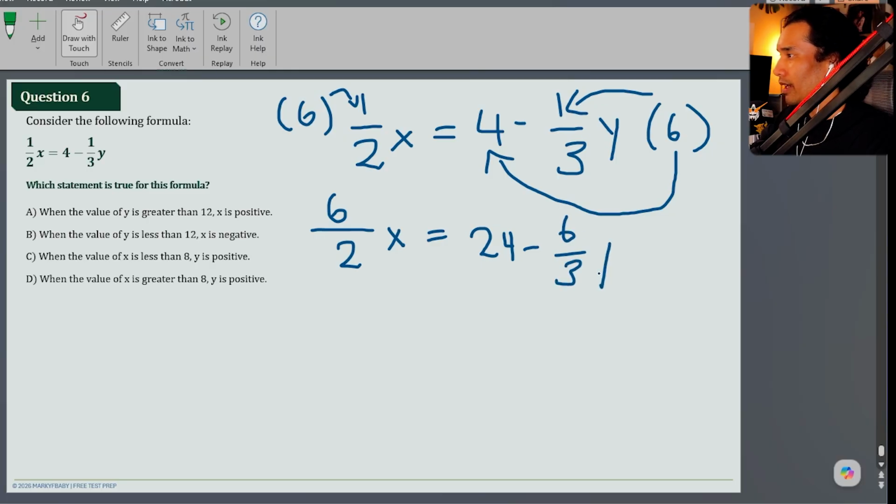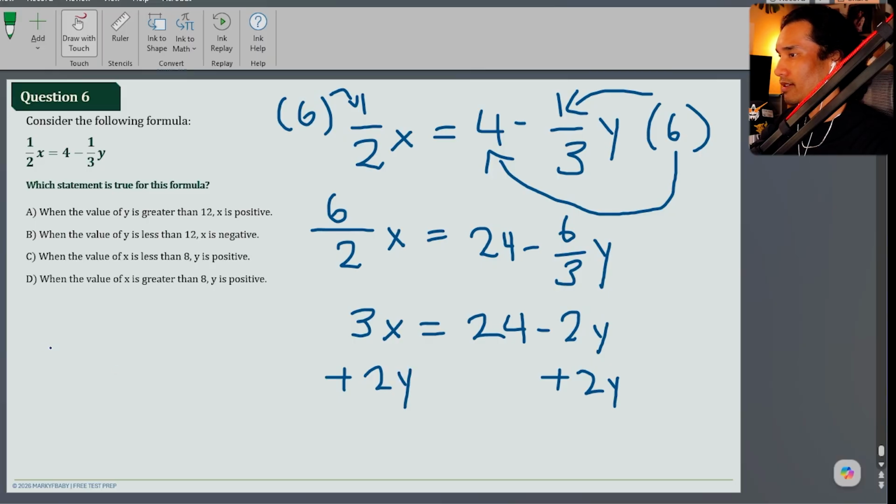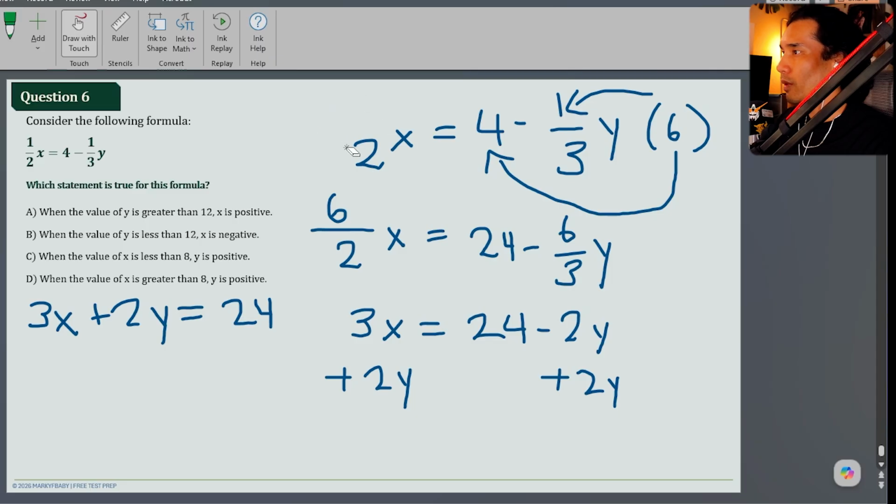Divided by 3, and let's put this y over here. Now let's further simplify. 6 divided by 2 is 3, and then carry that x over, and then 24, and then we have minus, what is 6 divided by 3? That is 2. Carry that y, and this is almost our equation. I'm just going to put this 2y on the same side as this x, giving us the equation of 3x plus 2y equaling 24. Now, this is just like question 1.